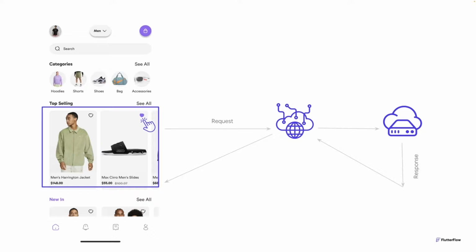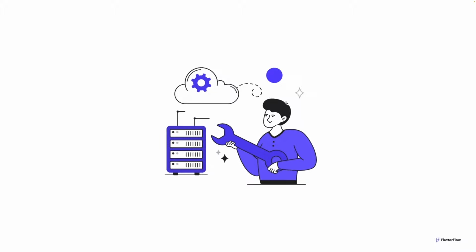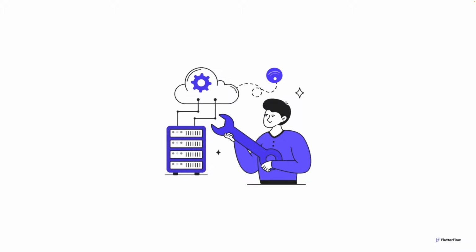At the same time, the app sends the favorite action request to the server, so the change can be saved in the database. This ensures that the favorite status persists across different sessions and platforms, even if the app is closed and reopened later. In a traditional backend approach, developers manage all of this infrastructure manually, ensuring the server runs efficiently and the data is securely stored.